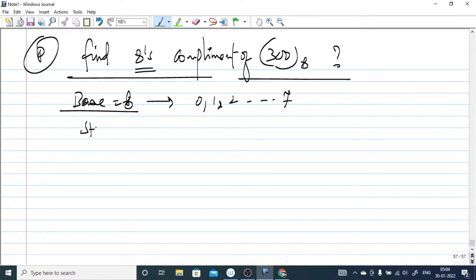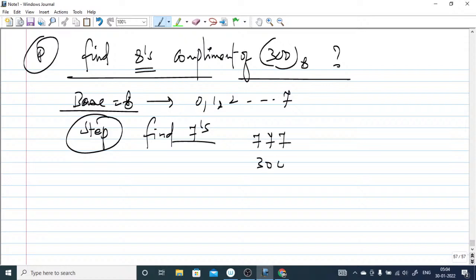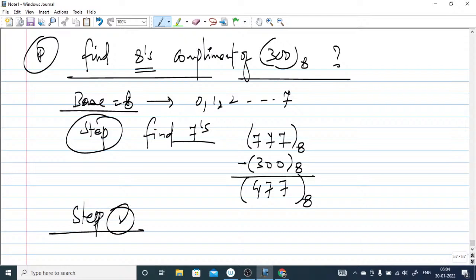So the first step will be to find the 7's complement, right? So 7, 7, 7 minus 300. You can subtract this in base 8 only, right? So this will be 7, this will be 7 and this will be 4, right? You subtract in base 8. And then step 2 means you have to find the 8's complement, right? So find the 8's complement.